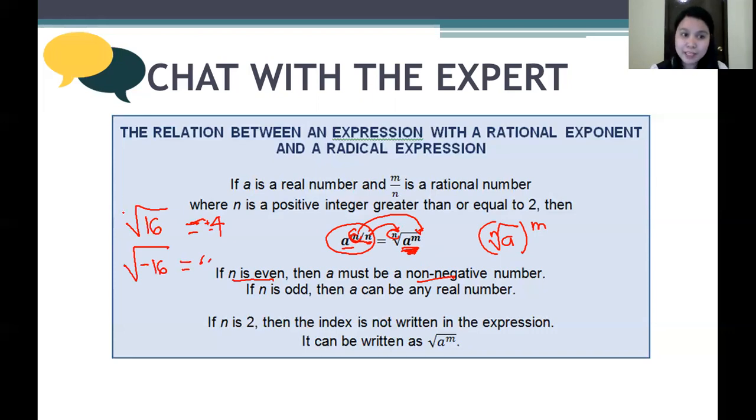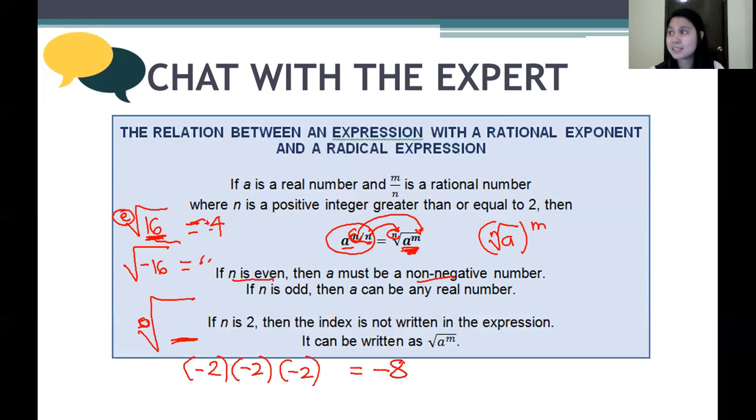So if the index is even, our radicand must be positive. But if the index is odd, our radicand can either be positive or negative. Why? For example, we have negative 2 times negative 2 times negative 2. The answer is negative 8.